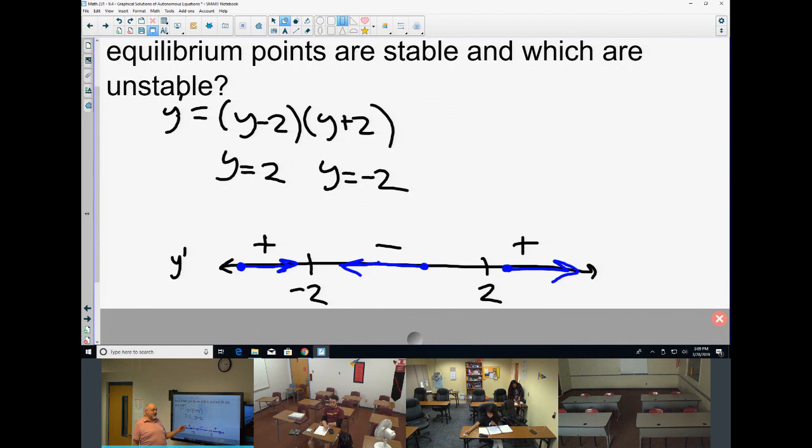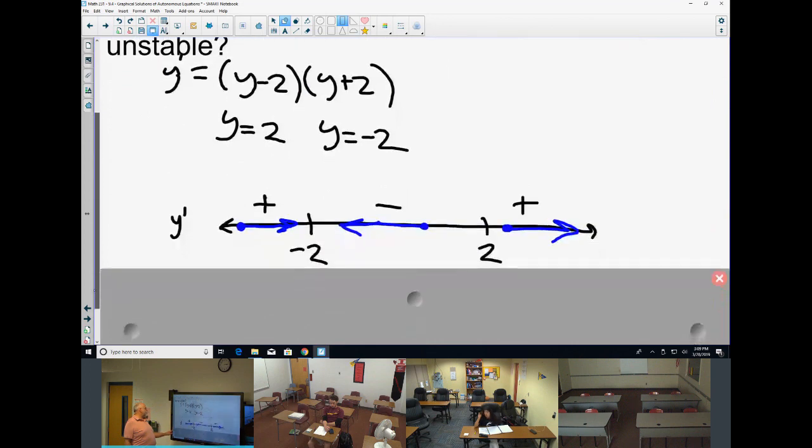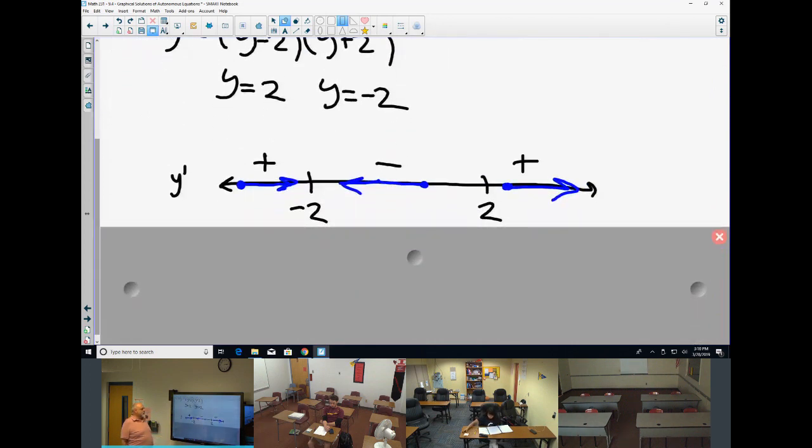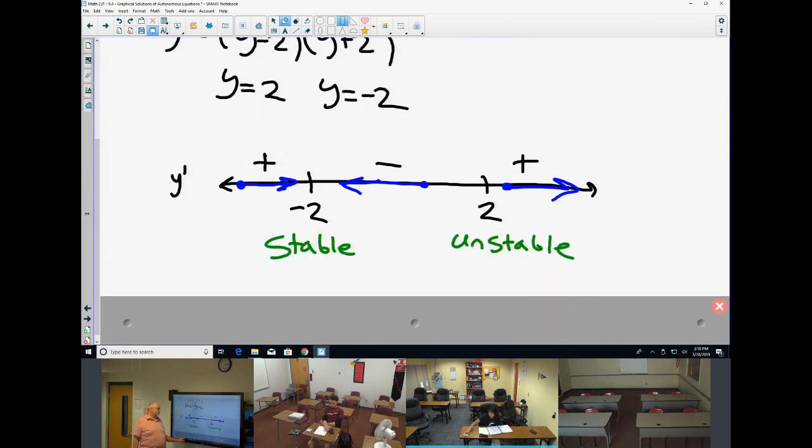All right. So did you both get plus, minus, plus? Yep. Okay. And then that means you have a right arrow, a left arrow, and a right arrow. We good with that? Okay. So then, Jada, which one is stable? Which one is unstable? The -2 is stable and the 2 is unstable. That's right. Very good. Any questions on that?